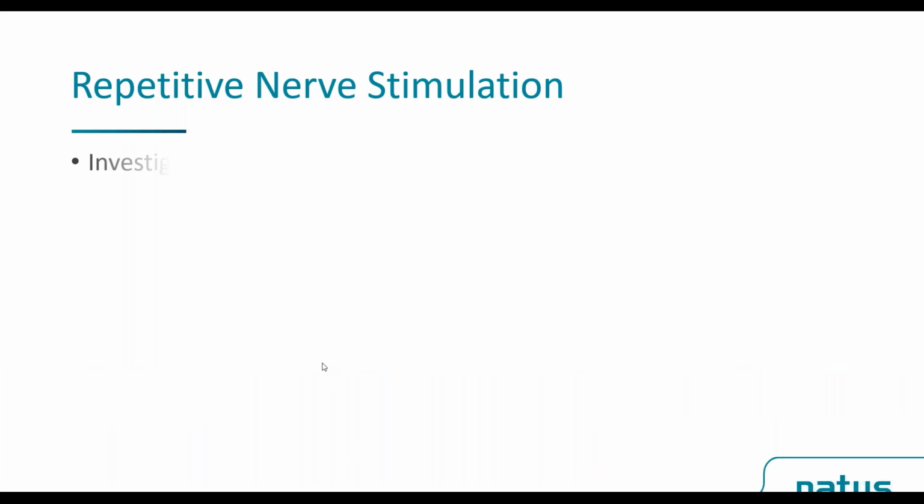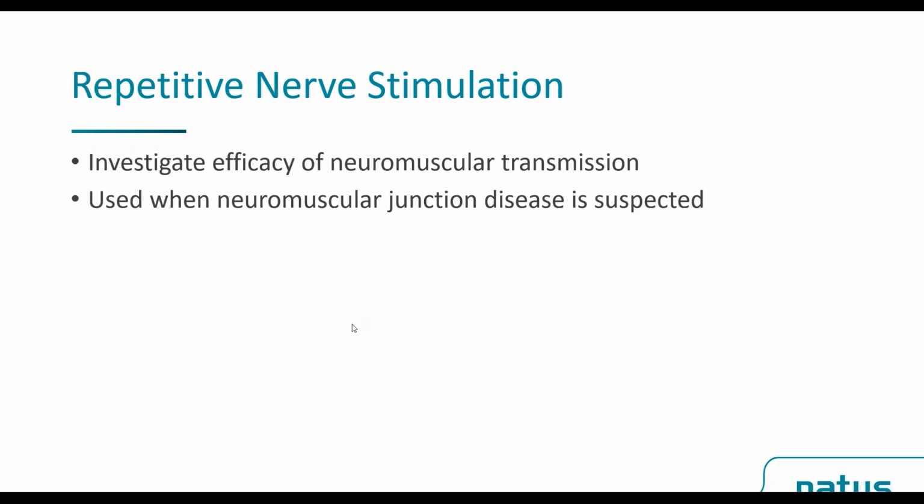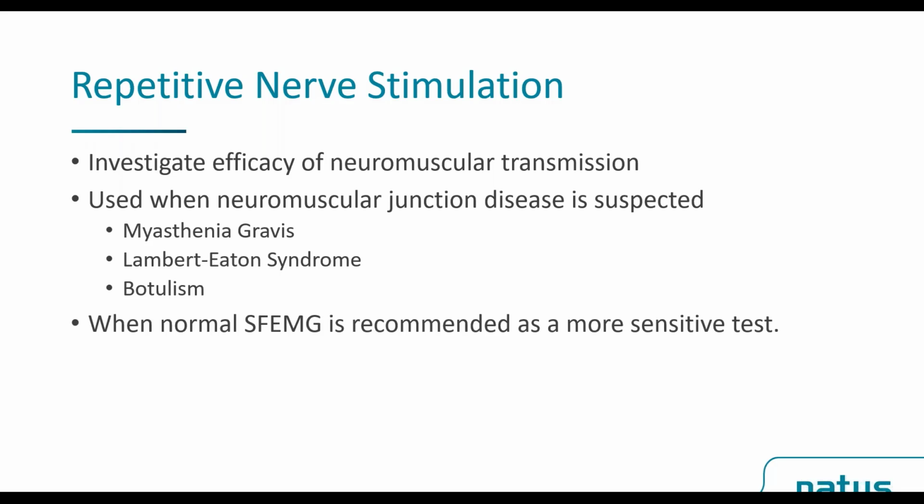So repetitive nerve stimulation, quick background. This is used to investigate the efficacy of neuromuscular transmission. It is used when neuromuscular junction disease is suspected, for example, myasthenia gravis, Lambert-Eaton syndrome, botulism, and there are other conditions as well. When this study is normal and we still suspect that the patient may have a primary neuromuscular junction disease, that's when we will do single fiber EMG.